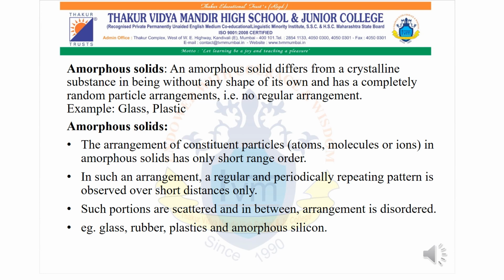It is observed that some amorphous solids have some orderly arrangement, but it does not extend to more than a few Angstrom units. Thus, amorphous solids are said to have short range order, which means that a regular and periodically repeating pattern is observed over short distances only. These regular patterns are scattered and in between, the arrangement is disordered. Some examples of amorphous solids are glass, plastic, rubber, etc.